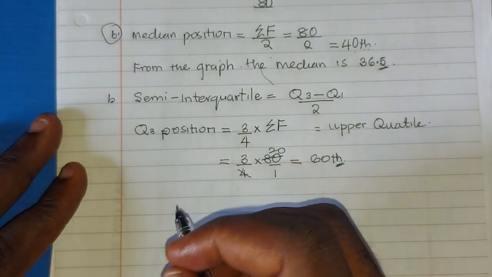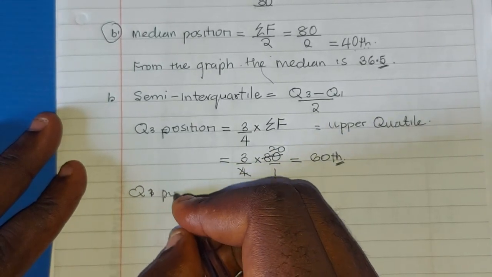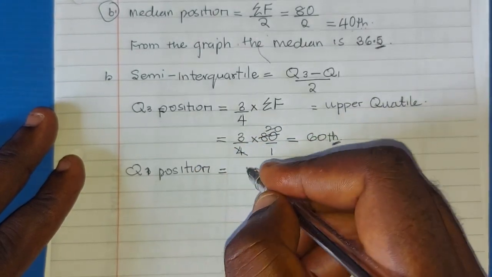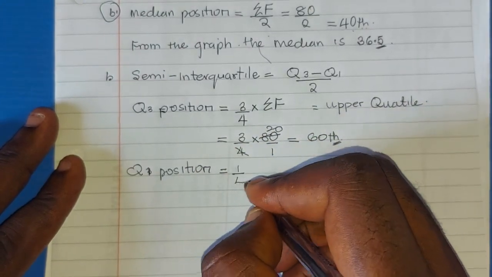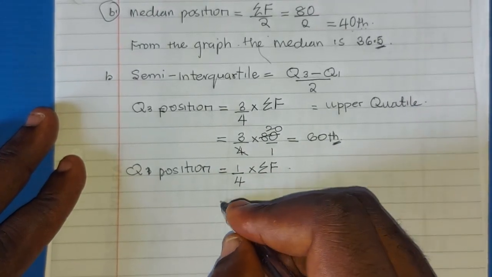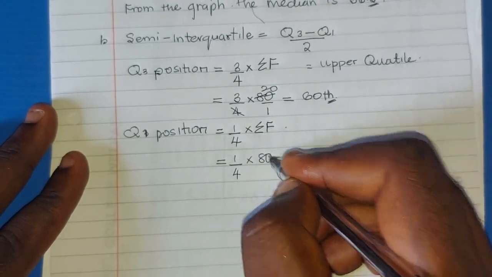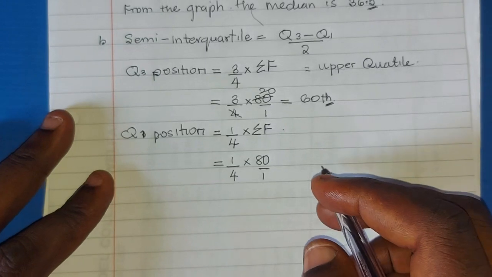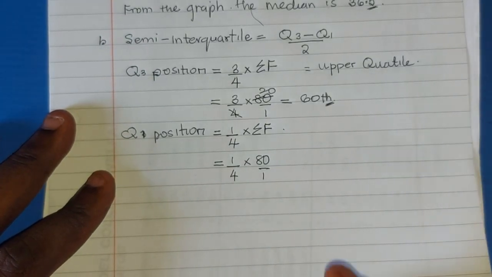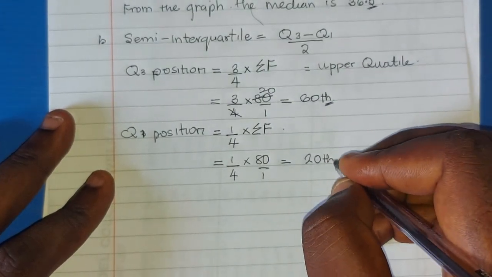Then for Q1, that's the lower quartile. The Q1 position formula is 1 over 4 multiplied by the summation of F, which is 1 over 4 times 80 over 1, and that will give you the 20th position.